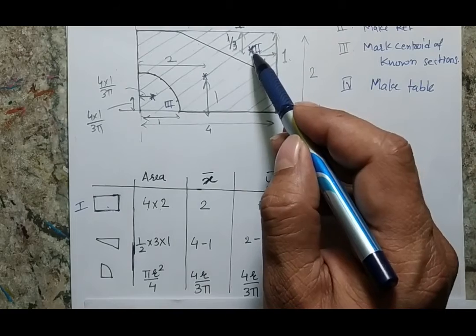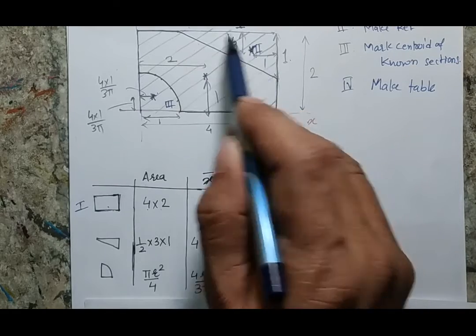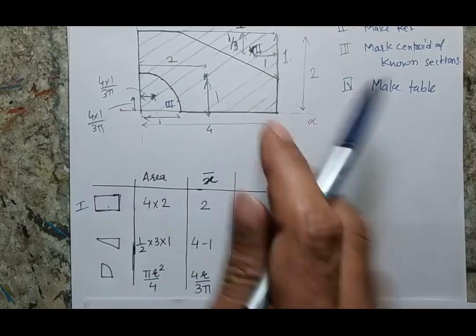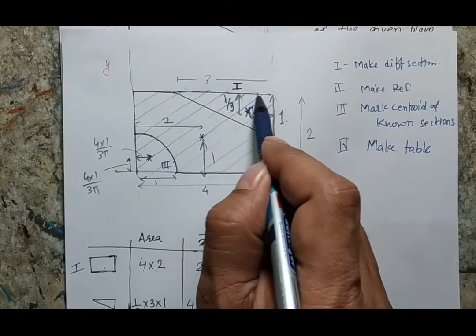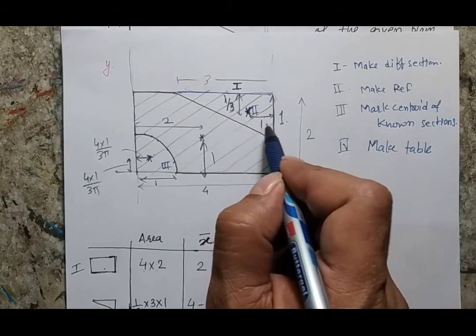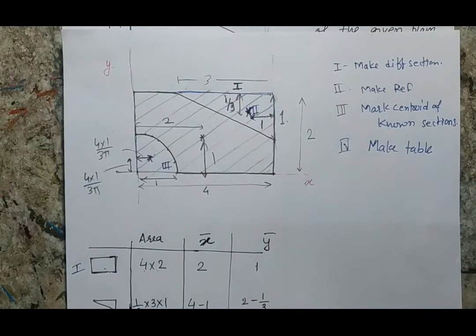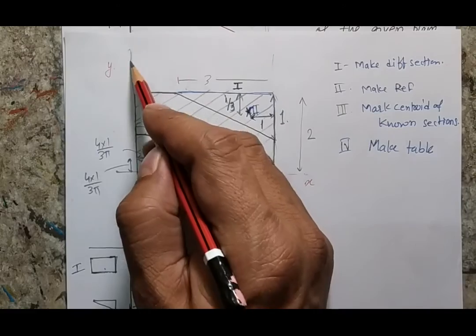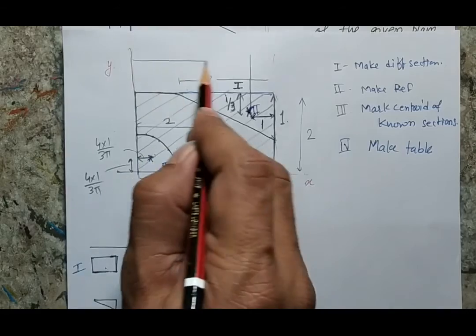In the second case, the triangle has a centroid here, and I have to write the position of the centroid of this triangle with respect to my reference. I am not going to write the position of the centroid with respect to its own coordinate axis. Students should be very careful when they put this, because sometimes students directly write the value of the centroid of this triangle as 1. No, it is not correct. Since I have considered my reference at the extreme left, the position of the centroid of this triangle will be this distance.